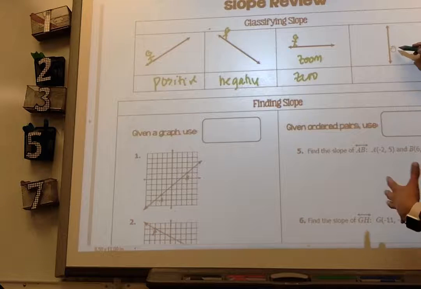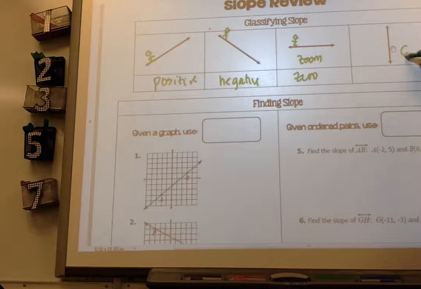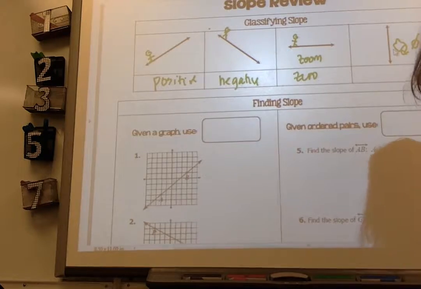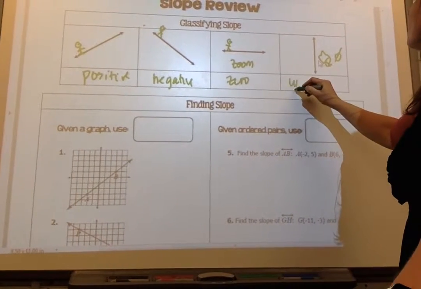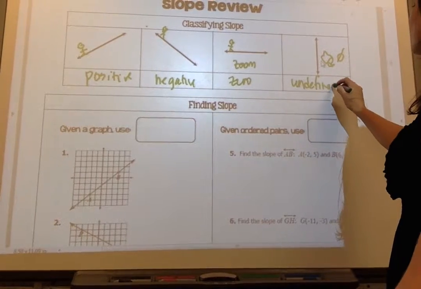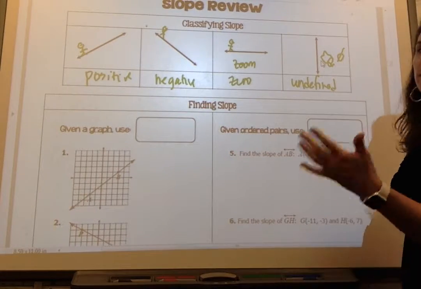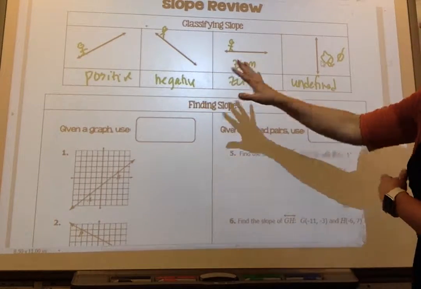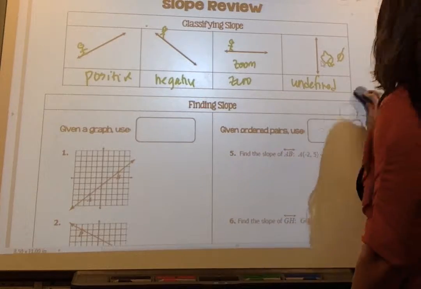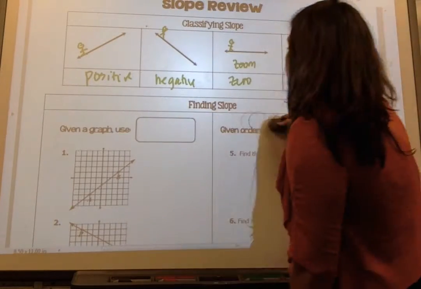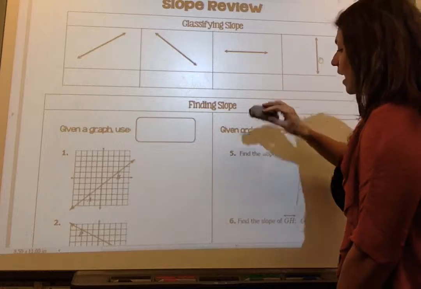He went straight up and down. He fell down that cliff. In fact, he was so dead, all his body parts were scattered, and they didn't even know who he was. So it is undefined. Remember how nice and neat that story happened? So when we look at it from a graph, we can automatically note whether it's positive, negative, 0, or undefined. So how did we find it last year?